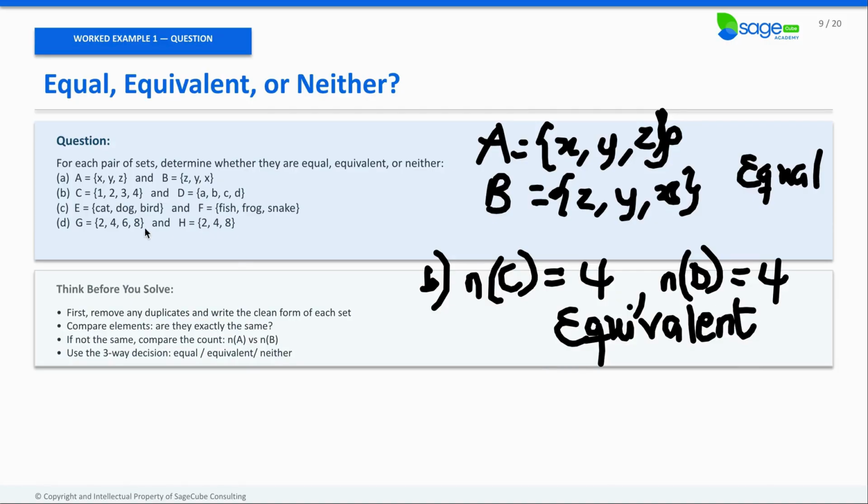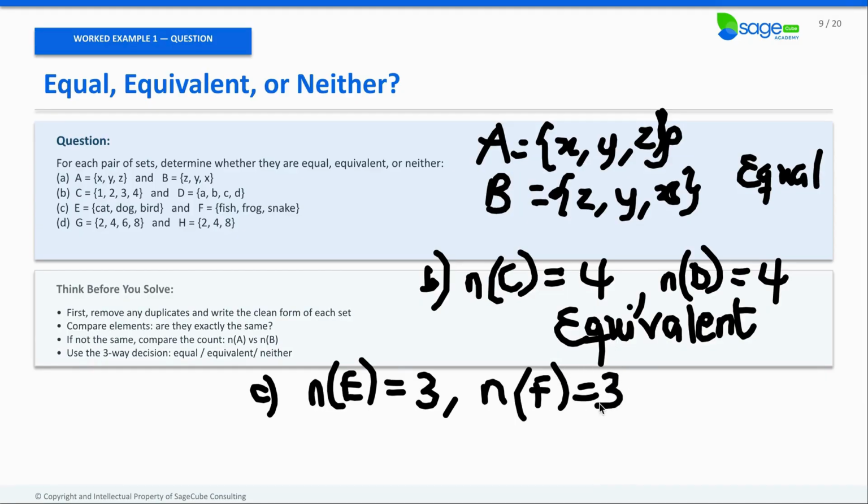Right. Then for C, E equals cat, dog, bird. F equals fish, frog, snake. Yep. Animals, animals, but not the same animals. So they're not exactly the same, so they're not equal. Let's check the size. The size of elements in E equals what? Cat, dog, bird. So 3. And the number of elements in F? We have fish, frog, snake. 3 as well. So because both sizes are 3, what do we have? Equivalent. Right? Cool.